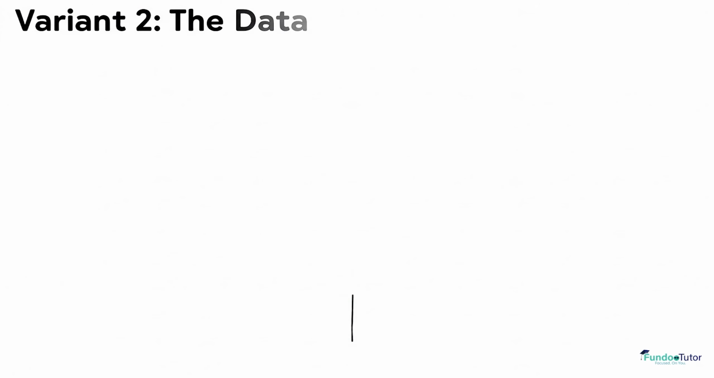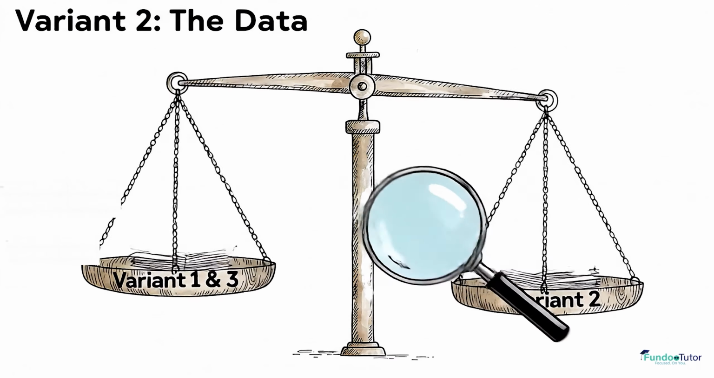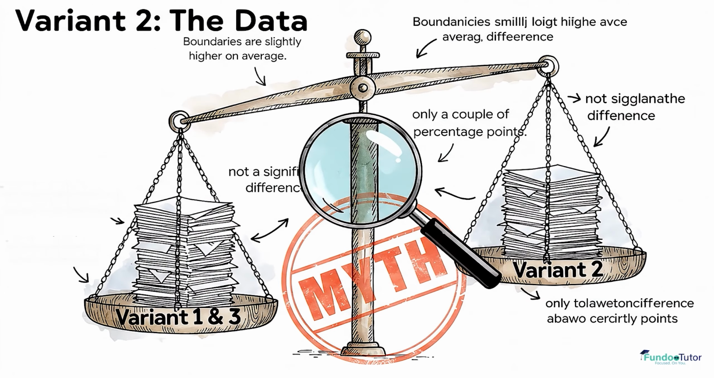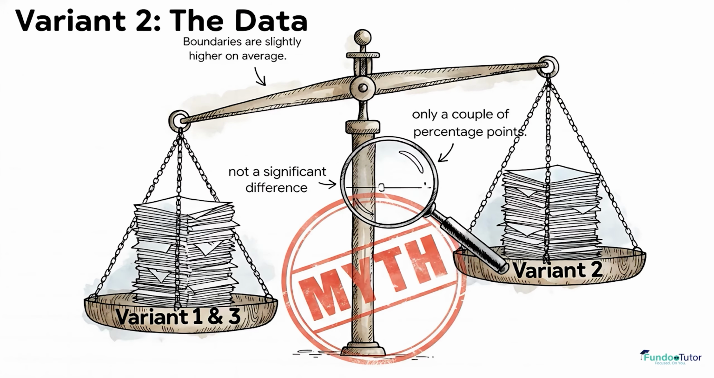Well, the analysis shows that the boundaries for variant 2 are on average a little bit higher, but we're only talking a couple of percentage points. Across 2 papers worth 200 marks, that's just a few marks here or there. So the idea that it's so much harder is just not supported by the numbers. The playing field is much, much more level than you might think.